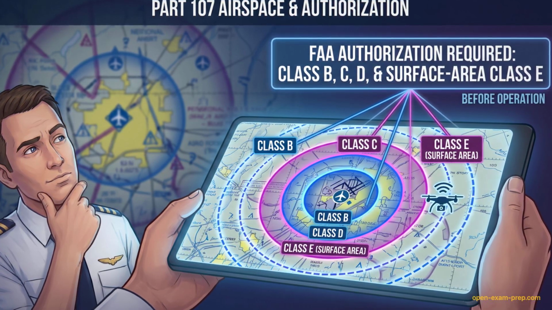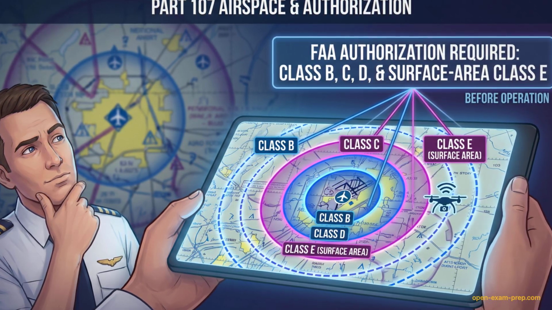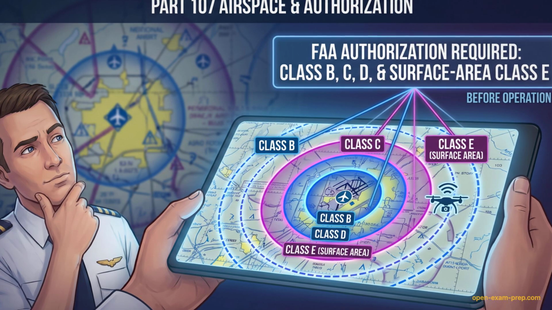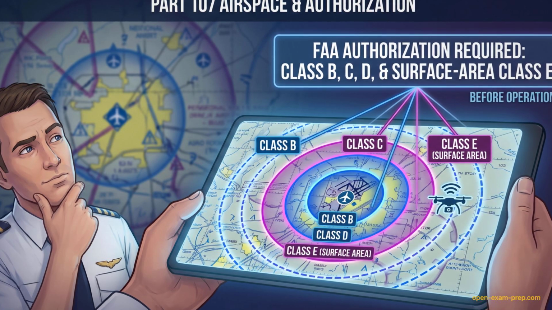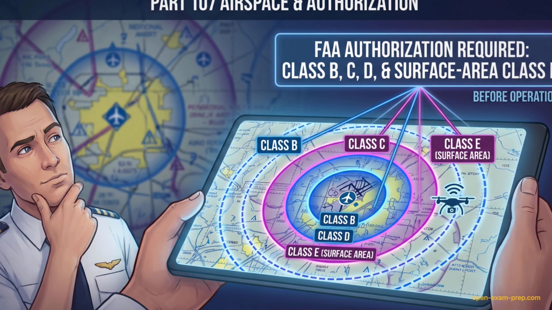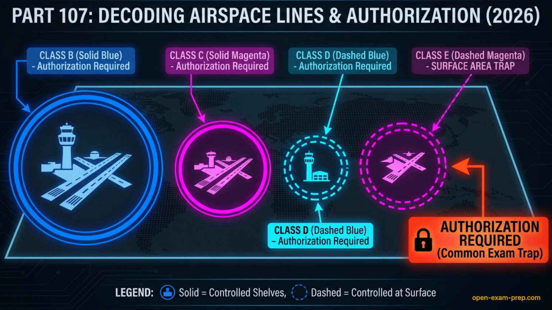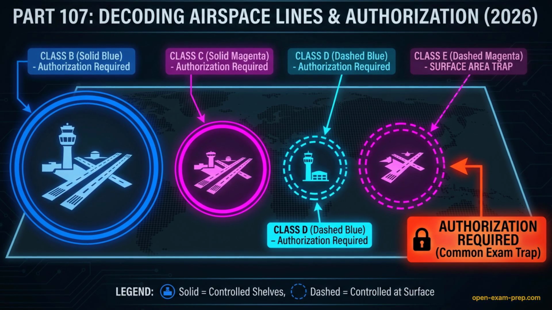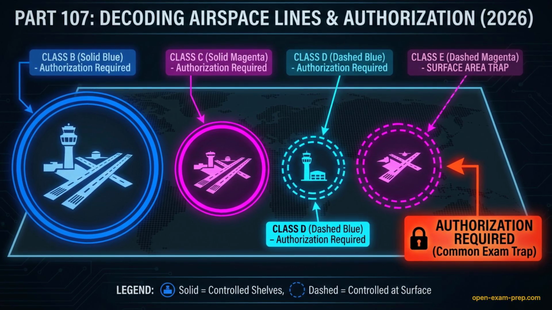This applies to Class B, C, and D airspace around busy airports, and also to surface area Class E, which is a common exam trap. The key isn't just memorizing class names, but understanding when the rules apply to your specific operation at low altitudes. Sectional charts hold the clues you need. Don't get lost in details for manned aircraft. Focus on what matters for drones.